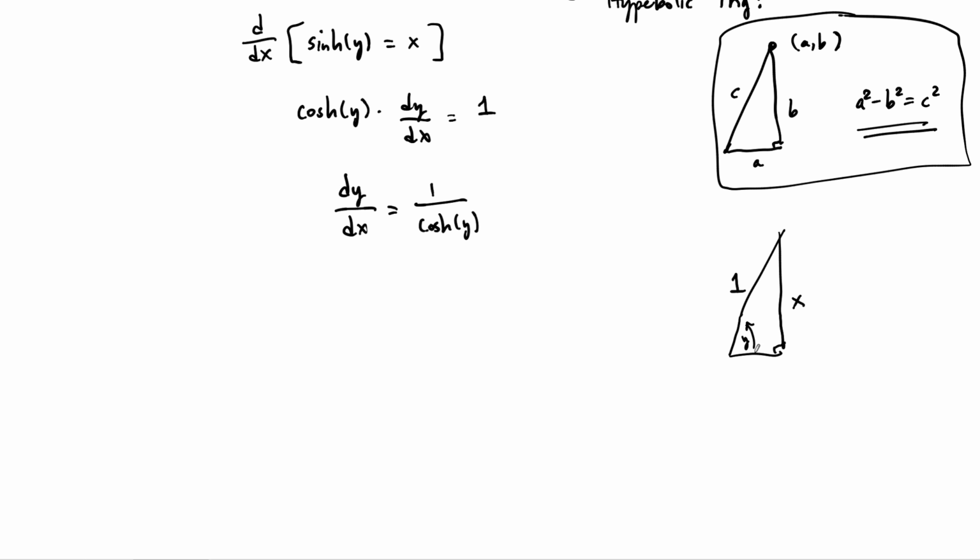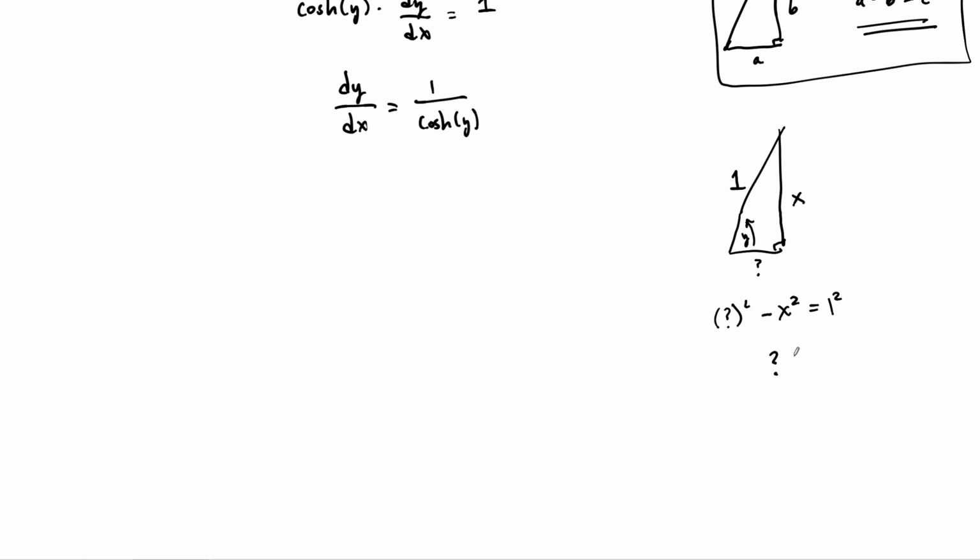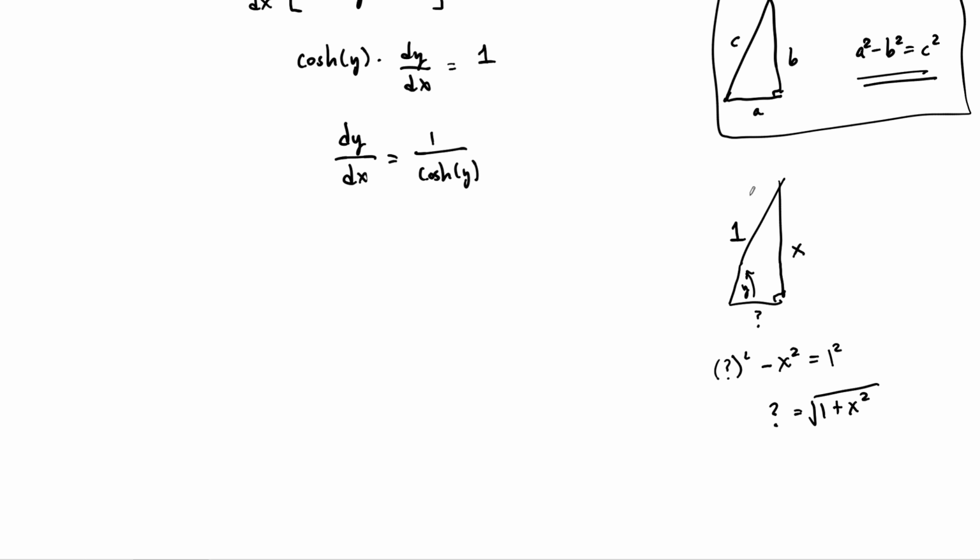So down here, what are we going to have? We'll have a question mark, right? So question mark squared minus x squared equals 1 squared. And so then what do we get? Our question mark has got to be equal to the square root of 1 plus x squared, positive because we're talking lengths. And so this goes in for the adjacent side of our triangle.